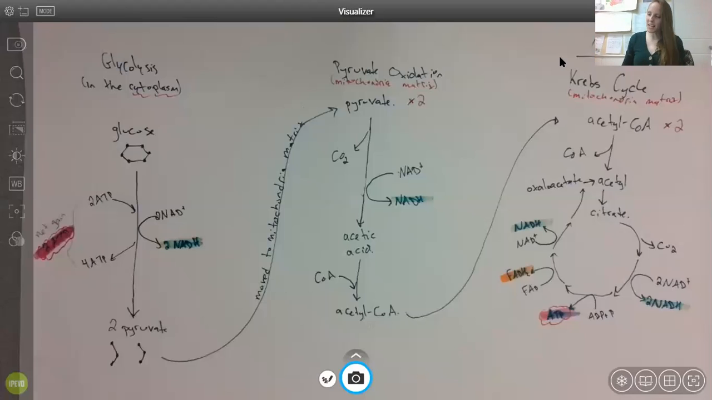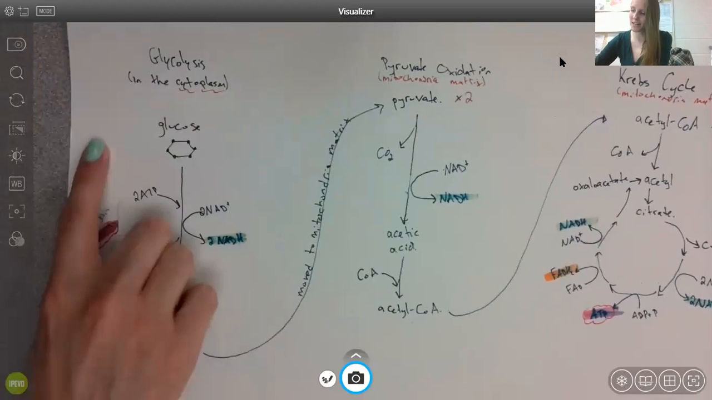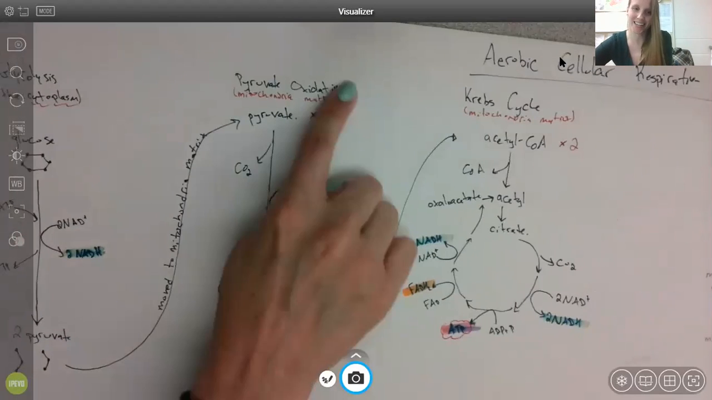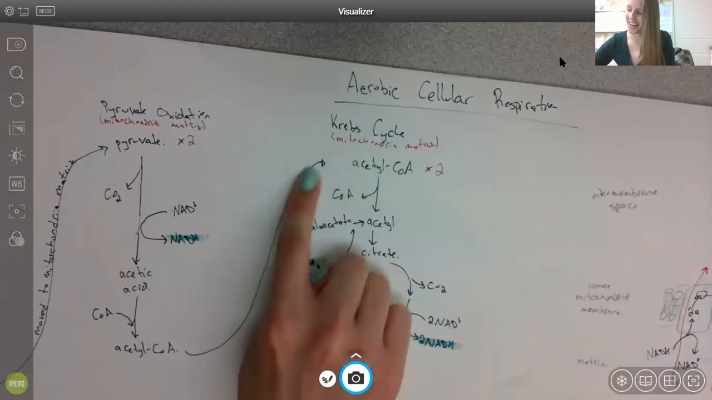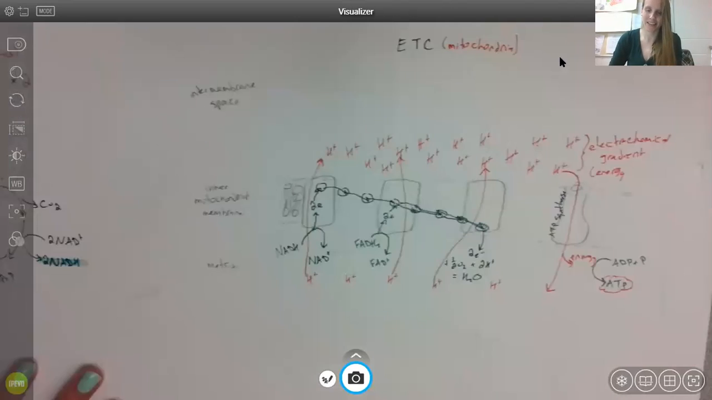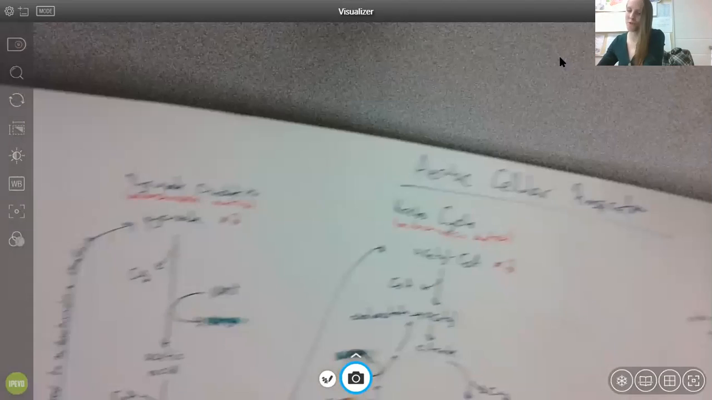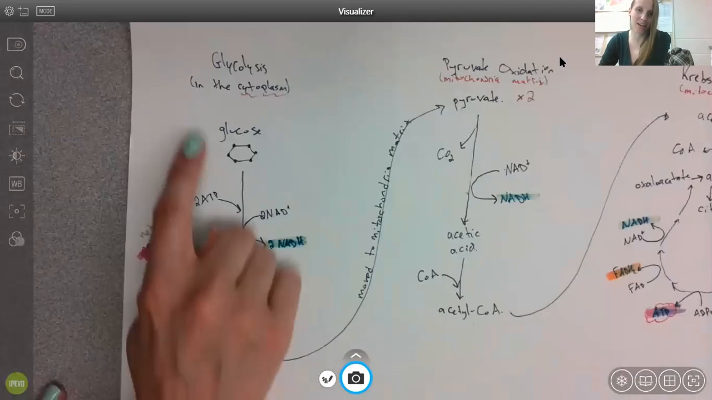Okay, so I've just kind of drawn out aerobic cellular respiration here. This is step 1, glycolysis. That's what we were just talking about. The second step is right here. The third step is right here. And then the fourth step is over here. We're going to go through steps 2 to 4 next, but right now we have just done glycolysis.